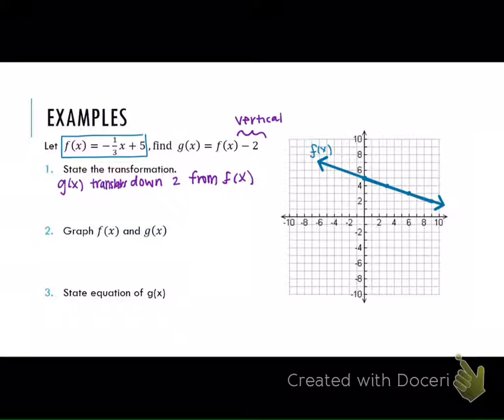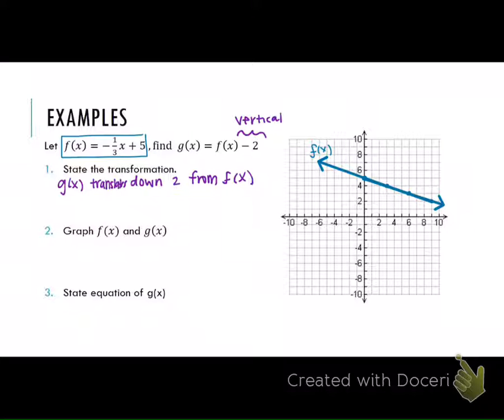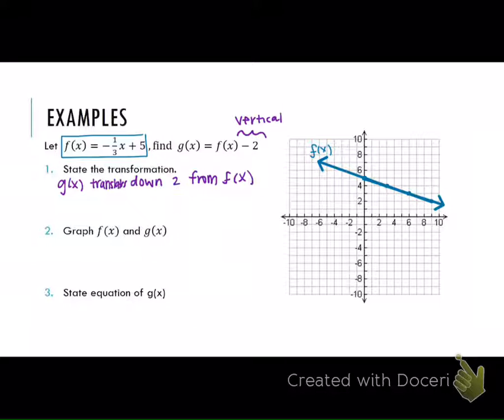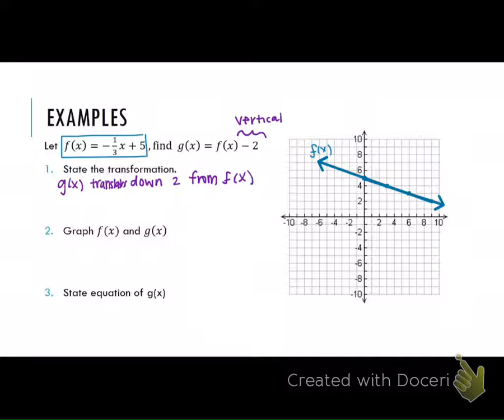We talked about the subtracting. It's on the outside of the parentheses, so it's a vertical shift. You read vertical shifts as is, so it translates down 2 from f of x. We were in the process of graphing f of x, so I started at the y-intercept of 5, and the slope is down 1 over 3. So make sure you graph that on your graph now.